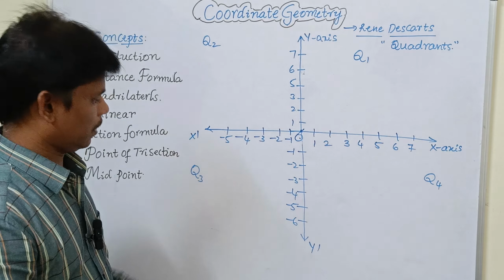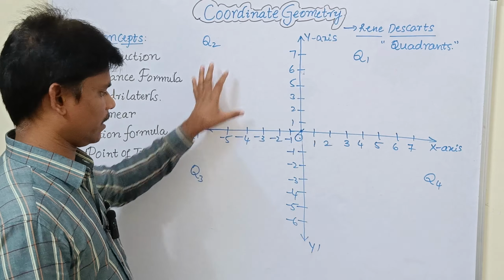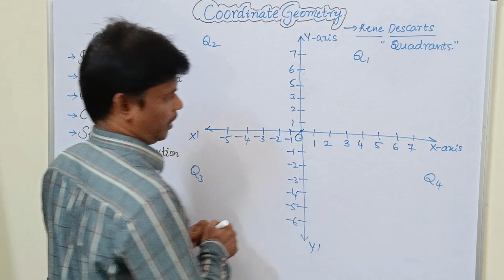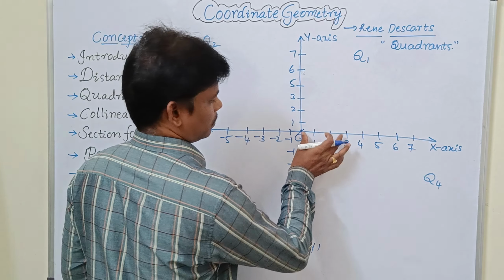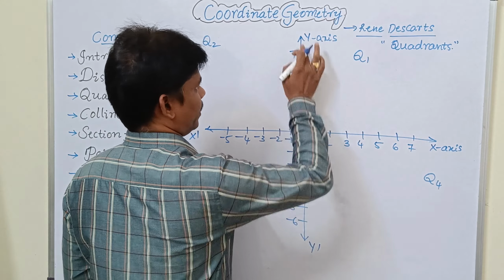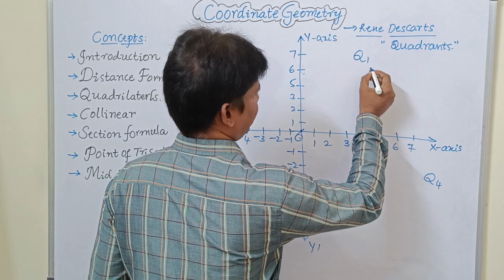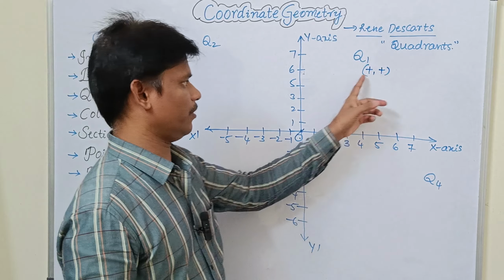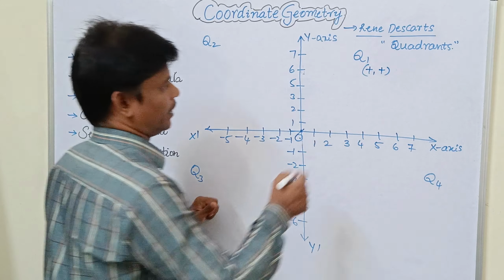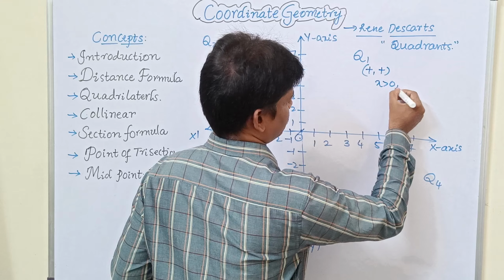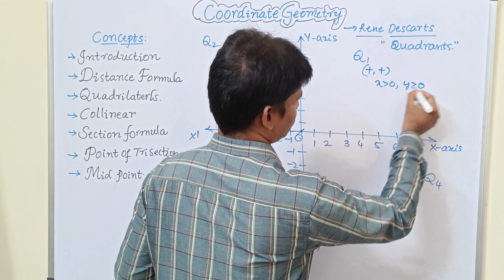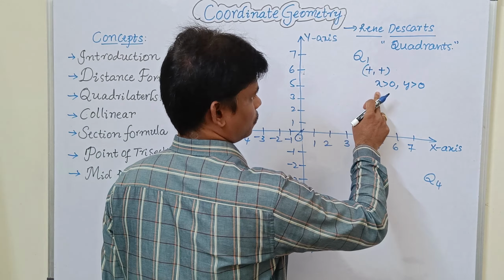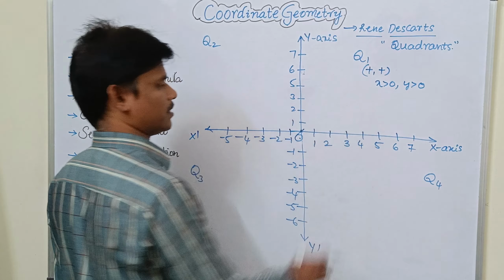How do we identify the first, second, third, and fourth quadrants? Simply by indicating the signs of x-axis and y-axis. O to x is positive, O to y is positive. Here both are positive: x-axis positive and y-axis positive. So x greater than 0, y greater than 0. Greater than 0 means above 0, so those are positive. Both x and y are positive.